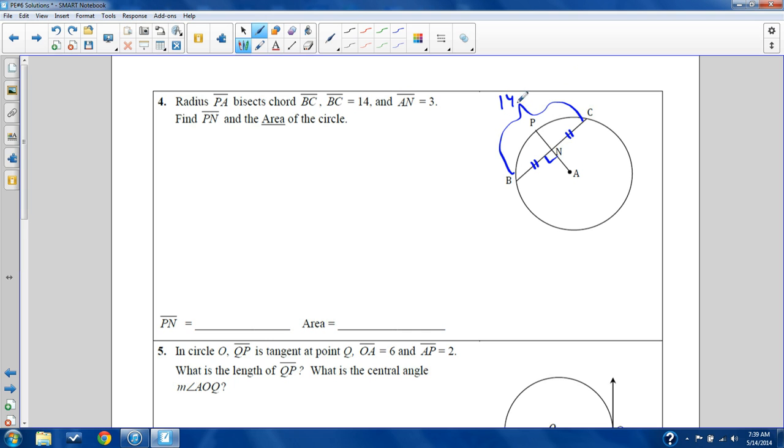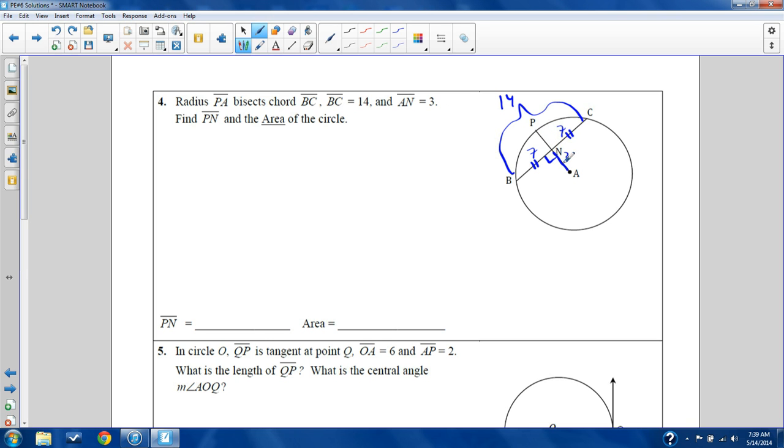So you know, if all of this is 14, then both of these are 7, because it's a bisector, divides them in half, or it divides them by 2. And AN is 3. So this short segment right here is 3. We need to find the length of PN right here.